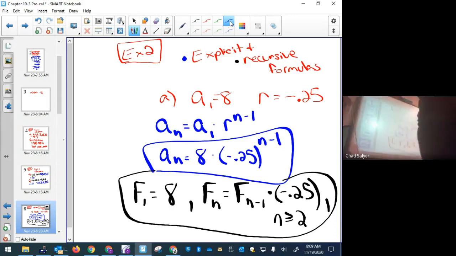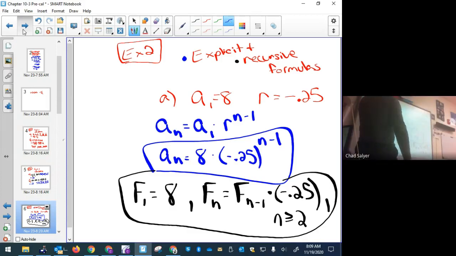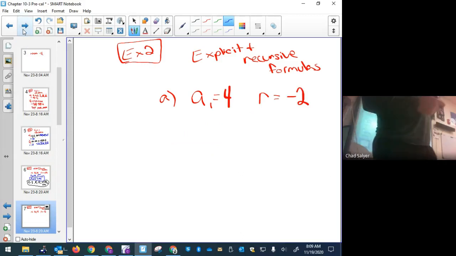Okay, any questions about explicit or recursive formulas? All right. In that case, here's one for you. Give me the explicit and the recursive formula.